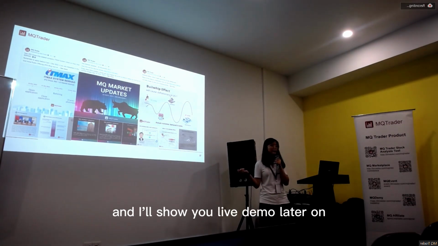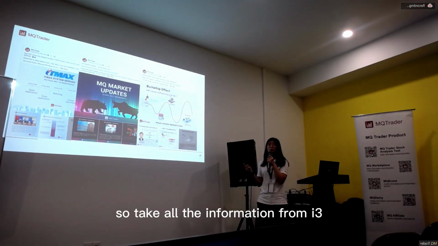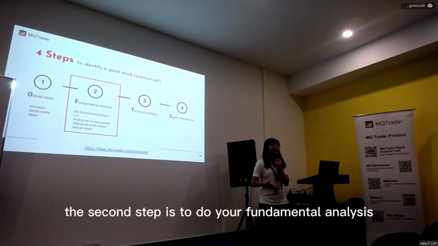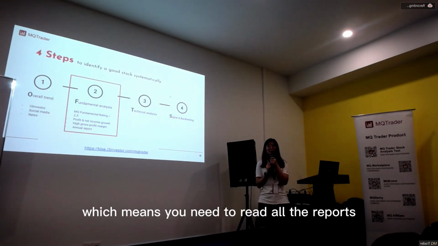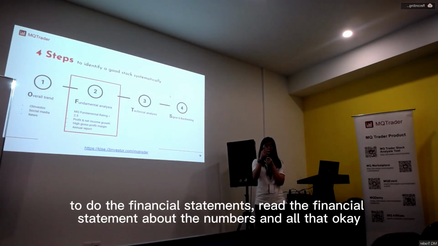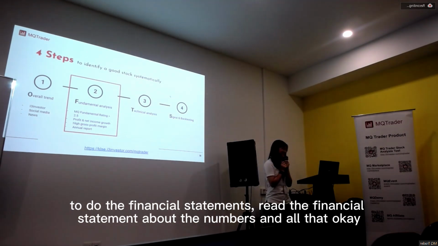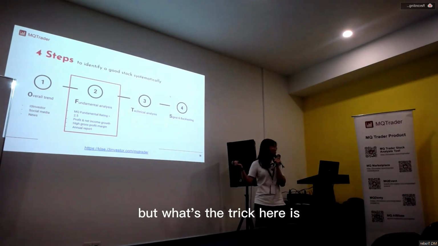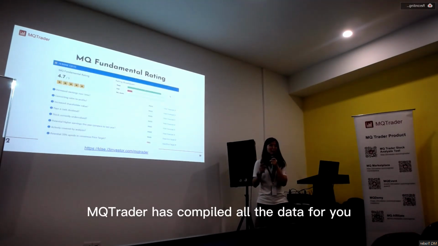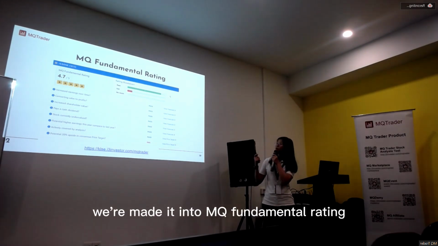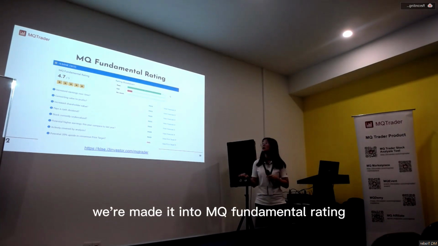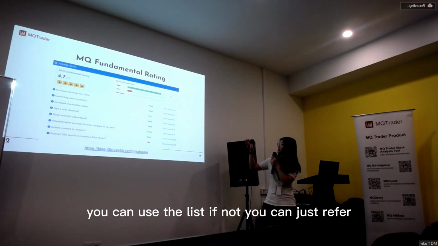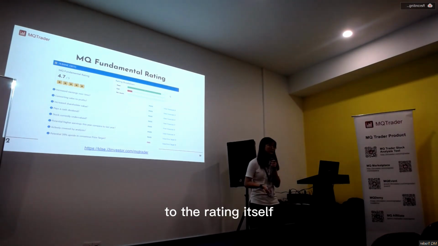And I'll show you a live demo later on i3 Investor, on how to get all the information on i3. The second step is to do your fundamental analysis, which means you need to read all the reports, go through the financial statements, all the numbers, and calculate all the ratios. But the trick here is MQ Trader has compiled all the data for you. We have made it into MQ fundamental ratings. We include a list of details if you want to go into the details. If not, you can just refer to the ratings itself.